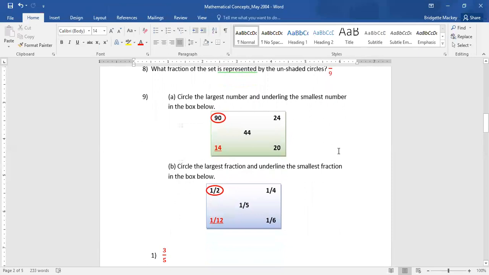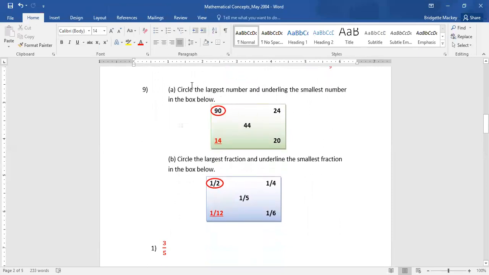Okay, moving right along. The next question asks us to circle the largest number in the box and underline, not underline, but underline, that should be small e, the smallest number in the box. So if we look in this box, we have the numbers 90, 24, 44, 14, and 20. The largest number we circle, that's 90. And the smallest number we underline, that's 14.